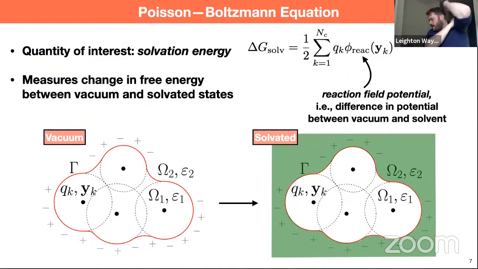So the quantity of interest which we're using to benchmark most of our results at the end of this talk is the solvation energy, where essentially we're measuring the change in the free energy between this vacuum state where our biomolecule is just sitting in a vacuum versus the solvated state when it's actually in solvent. And this is a function of our reaction field potential, the difference in potential between the vacuum and solvated states. So how we compute this quantity actually becomes very important at the end in a way that we never quite expected it to be. You'll see when we get there.